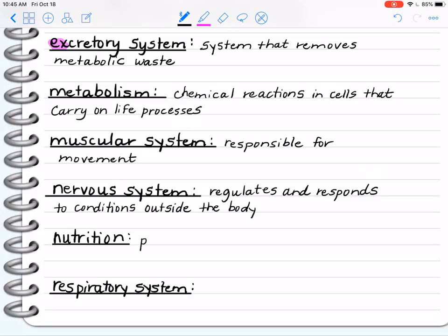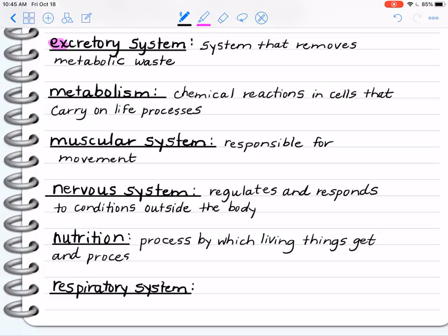Nutrition. Probably associate that with eating, but it is the process by which living things get and process nutrients. And nutrients are the things that your body needs to survive. Minerals, fats, carbohydrates, nutrients.